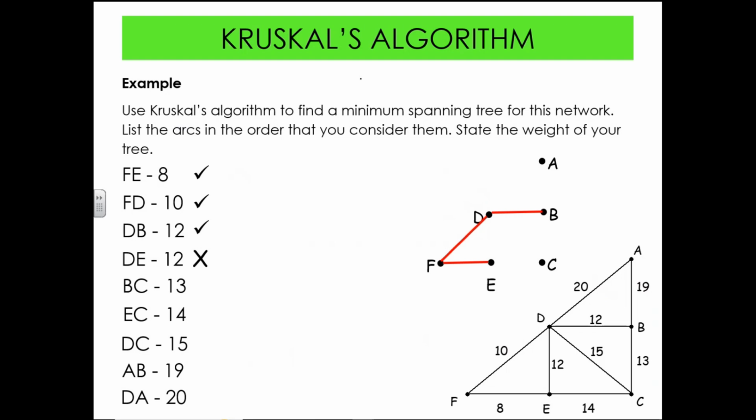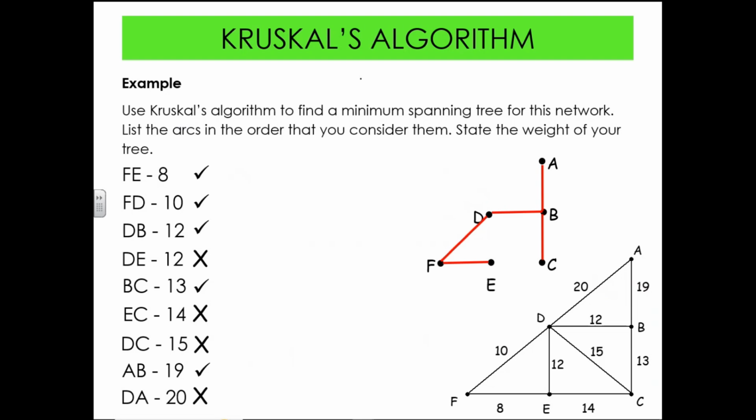So BC is fine. We can join B and C up. We just need a way to join A up now, so either to D or to B. DC we can't add on because it makes a cycle between B, D, C. But AB is fine. AB we can add on to join up A to our minimum spanning tree, and then we're done. All of the nodes are joined up together. DA obviously would make a cycle around here, so we reject that.